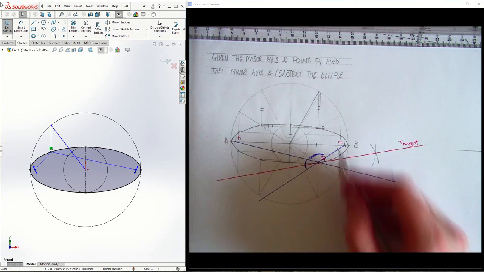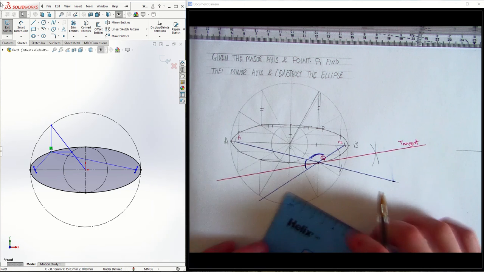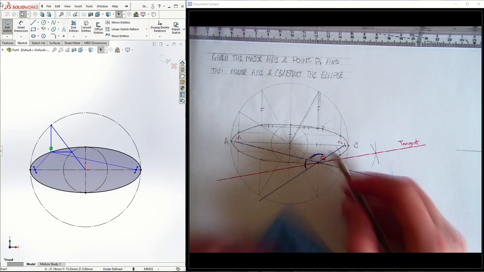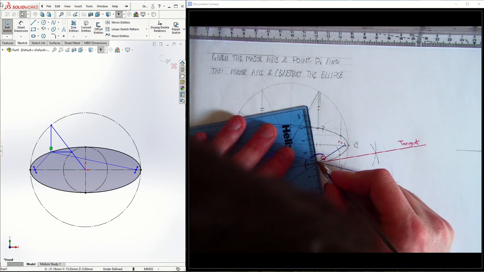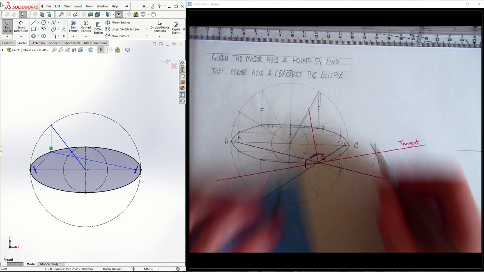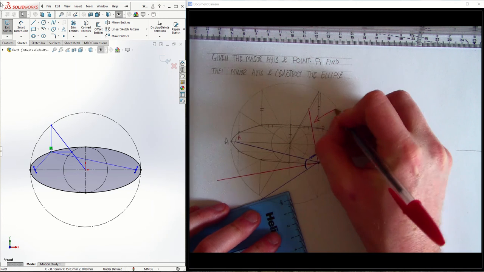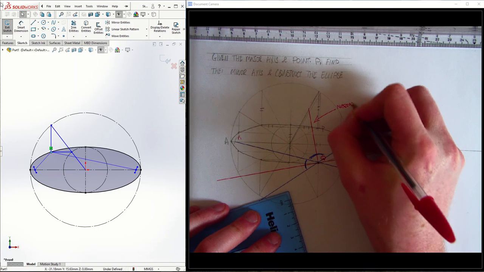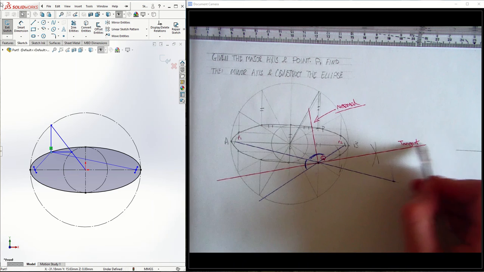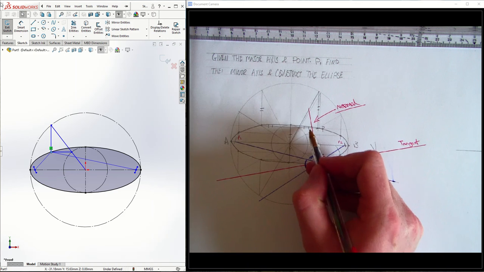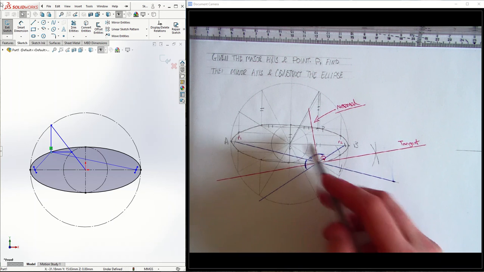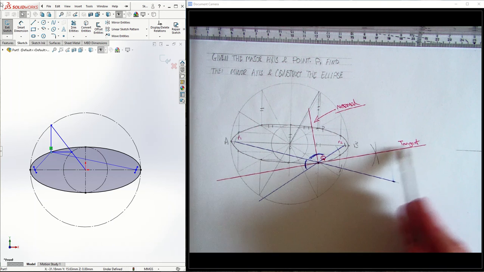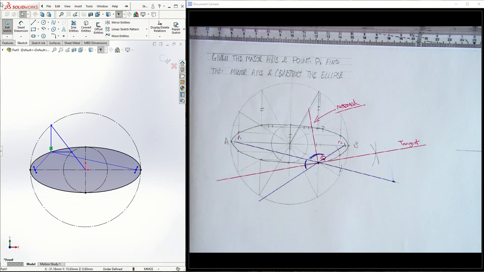The line that is perpendicular to that tangent, in other words, the line if I bisected this angle here, is what's known as my normal. So the normal is at 90 degrees, or perpendicular, to my tangent. And my normal will touch the ellipse at probably 2 different points. So the difference between a tangent and a normal is that the tangent only touches the ellipse at 1 point, and the normal is at 90 degrees to the tangent.